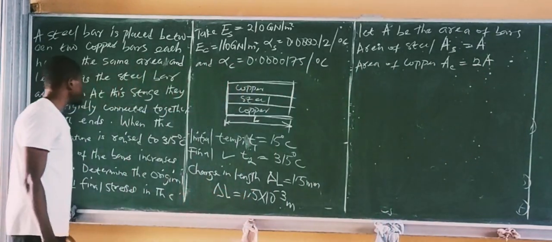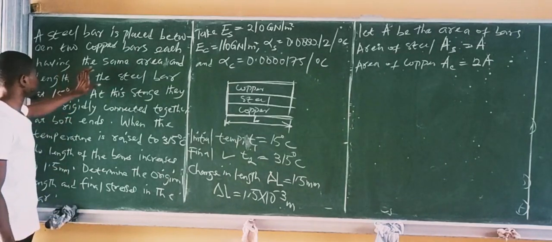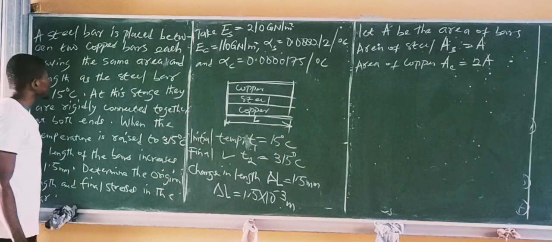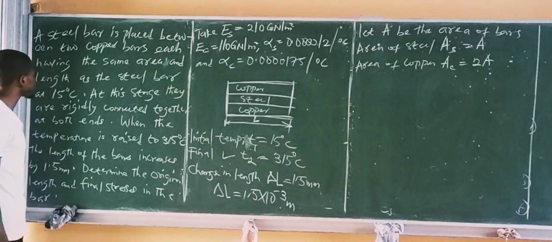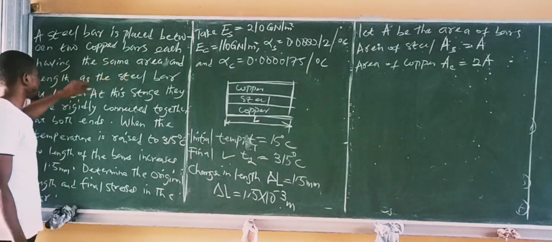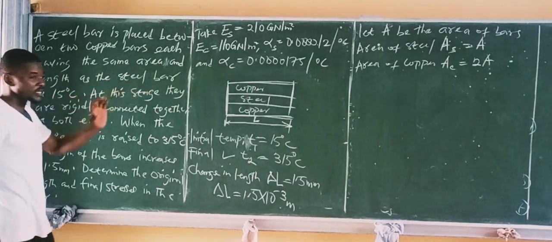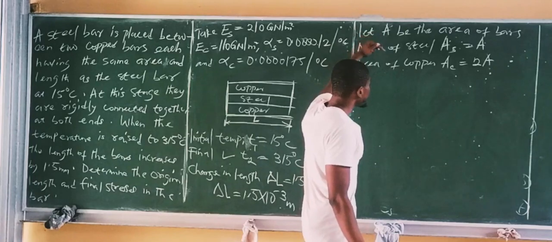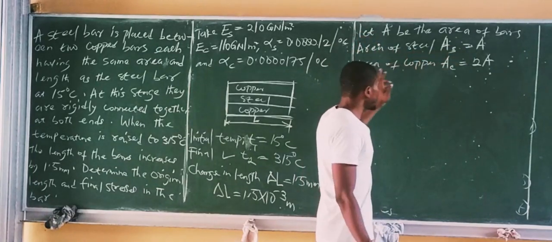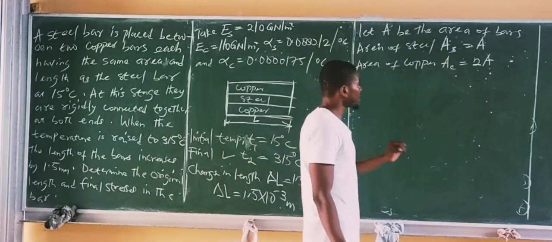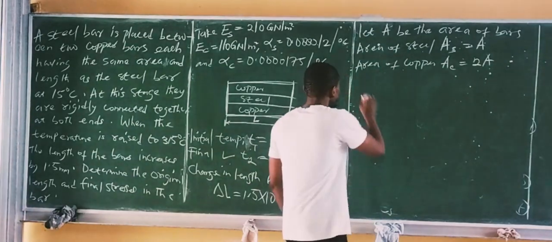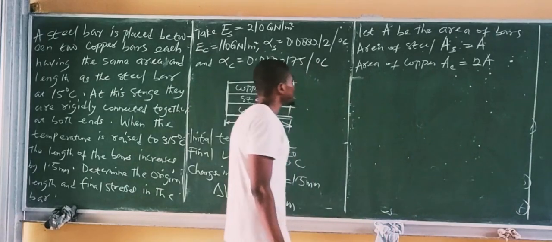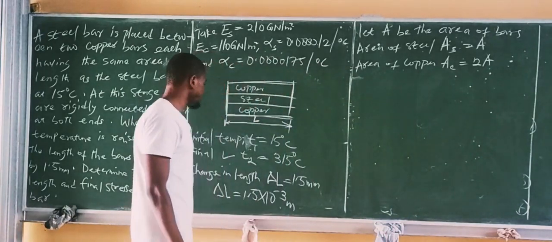So from the first statement of the question, which says that a steel bar is placed between two copper bars, each having the same area and length as the steel bar, the areas are the same. So if A is the area, then the area of steel is simply A, and the area of the copper is simply 2A. Let's just keep that for the areas.